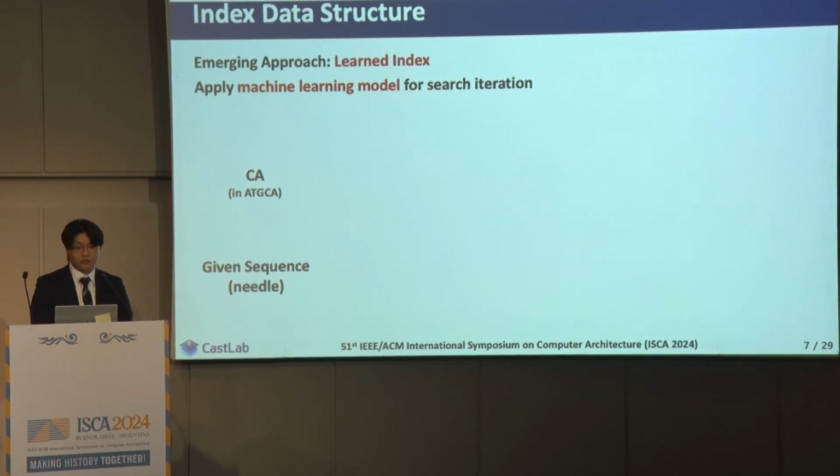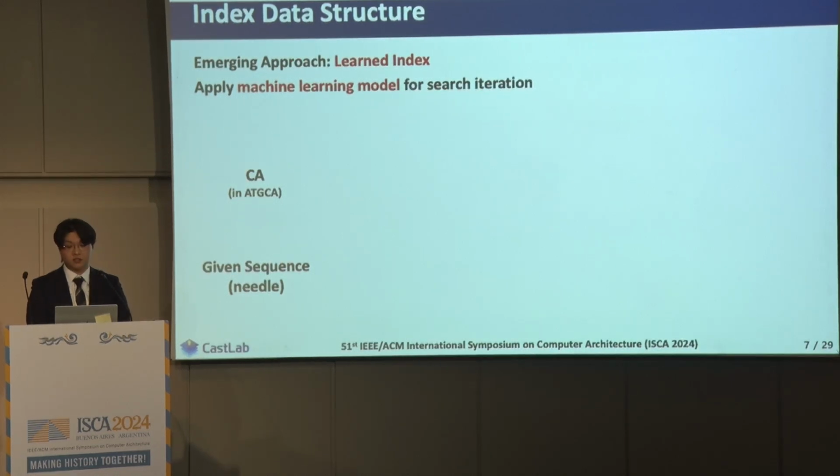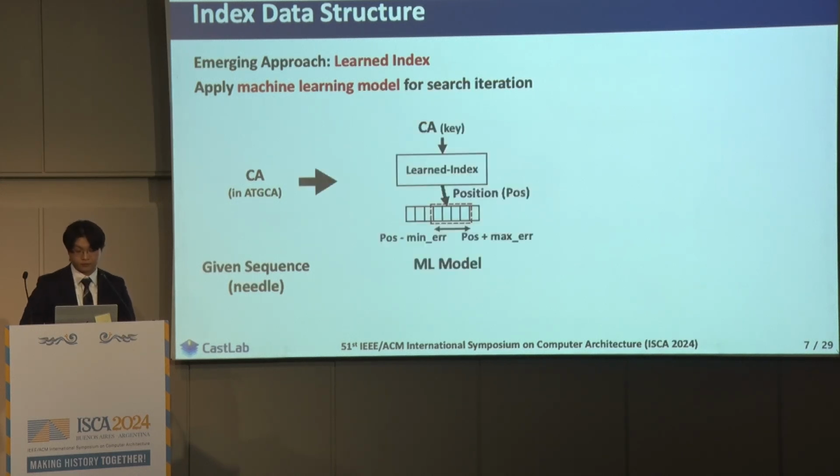As shown here, suffix array is another data structure that saves sorted suffixes and its index of given reference sequence. An approach known as learned index has emerged as a new index data structure to assist the search process. Learned index is a machine learning model-based structure that saves the guaranteed range of search rate location in the suffix array. For example, to find sequence CA in the suffix array of reference sequence ATGCA, learned index helps us to get a range where CA exists.